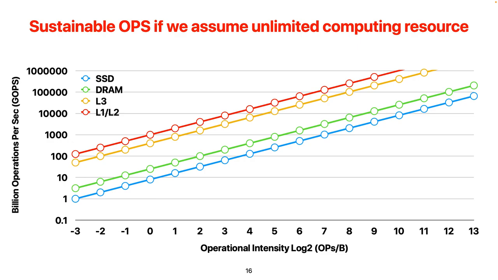If you draw a figure like this, where the horizontal axis is the log scale of your operational intensity, and the vertical axis is the number of operations that we can supply based on different algorithm intensity, you will pretty much see this graph, right? So what it tells you is that the more data that I can supply at each cycle, the more operations that I can provide to the system, right?